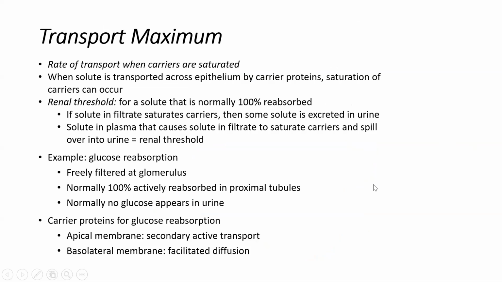Let's go on now to speak about what happens if carriers are maximized, right? So things like glucose, we know, require carriers, right? They're not just going to move across the membrane. They're going to require carriers in order to transport them across the apical and basolateral cell membrane. So this brings us to the transport maximum. This is the rate of transport when those carriers have been fully saturated.